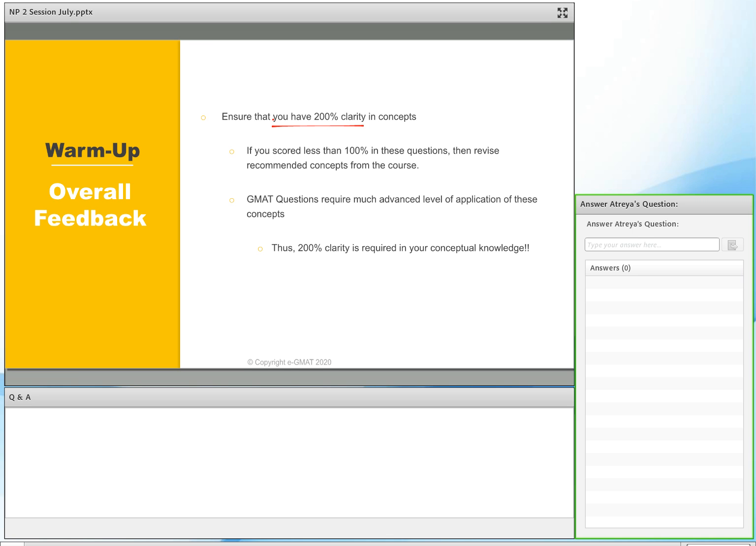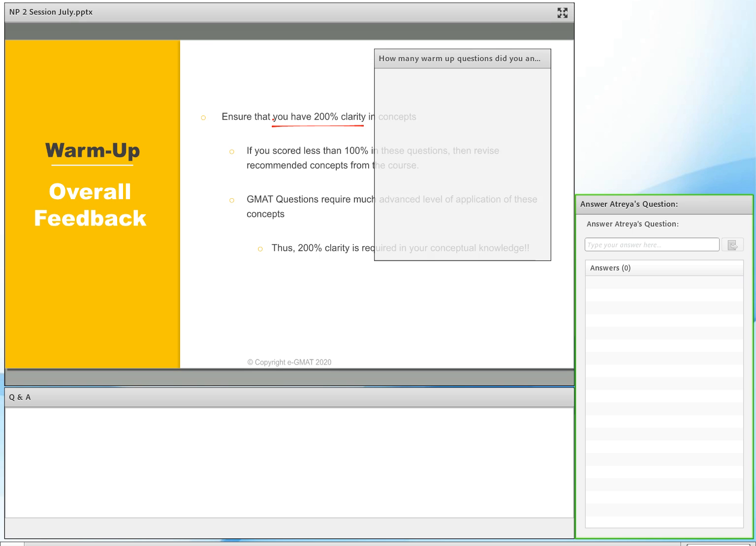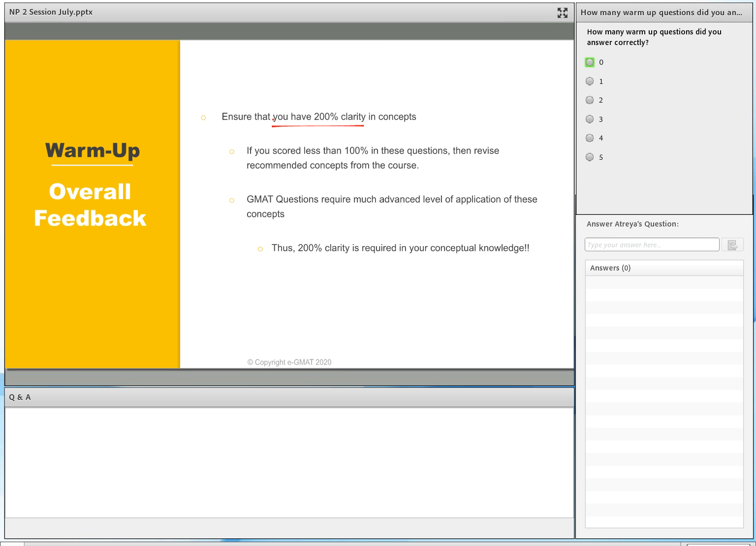With that, let me give you one poll to understand how many questions you got correct. Let me clear all the answers. Okay, can you please mark the answer for this question? How many warm-up questions did you get correct, guys? Okay, I can see 33% of you, or around one third, is at that 5. Another 35%, around one third, at 4, and the remaining 30%, majority of which is around 3.